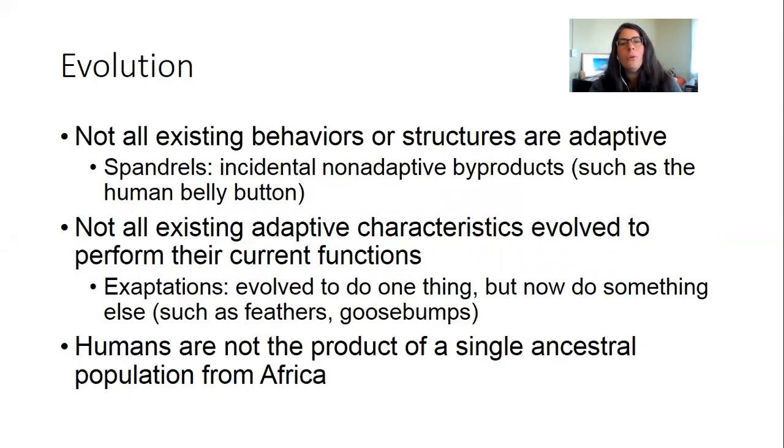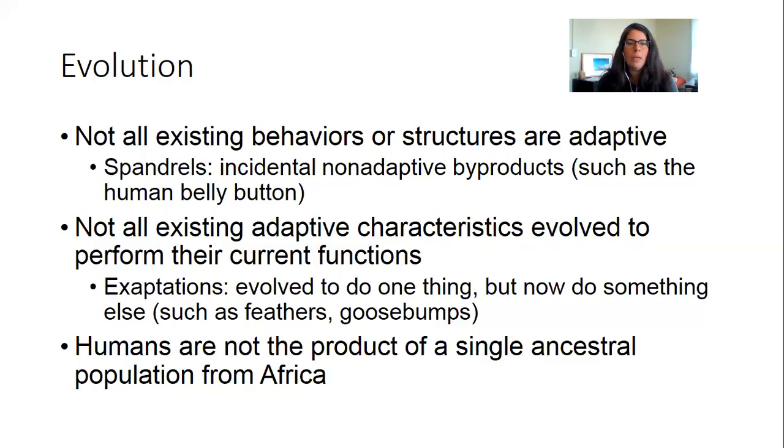So it's important to note that not all existing behaviors or structures are adaptive. Spandrels are incidental, non-adaptive byproducts, such as the human belly button. The belly button itself, its shape, its structure, its existence does not provide an adaptive advantage. However, it is a result of having an umbilical cord, which does provide that adaptive advantage.